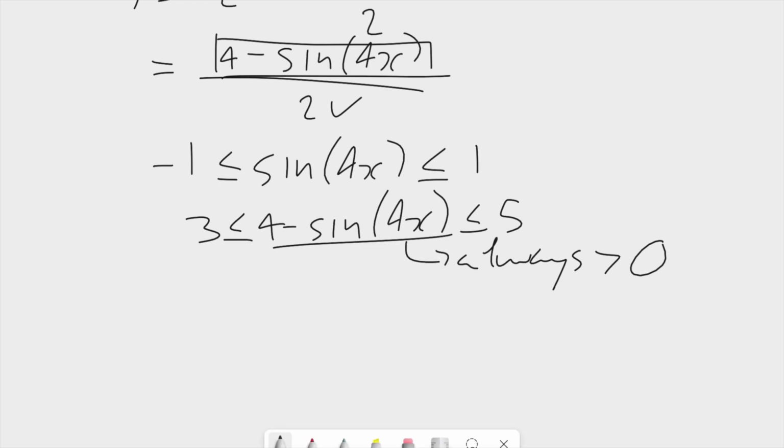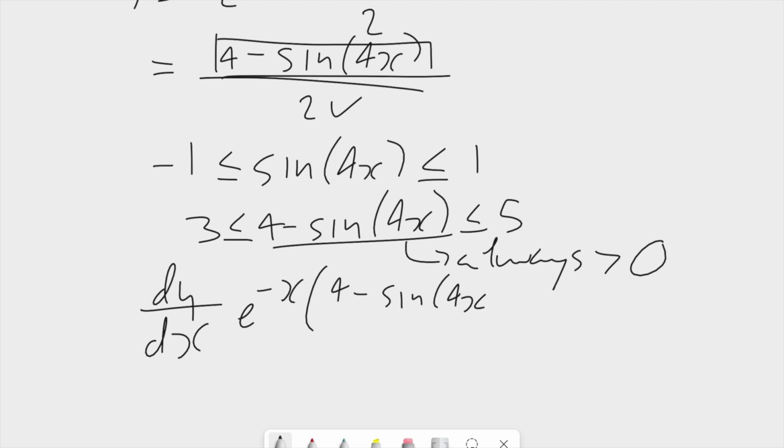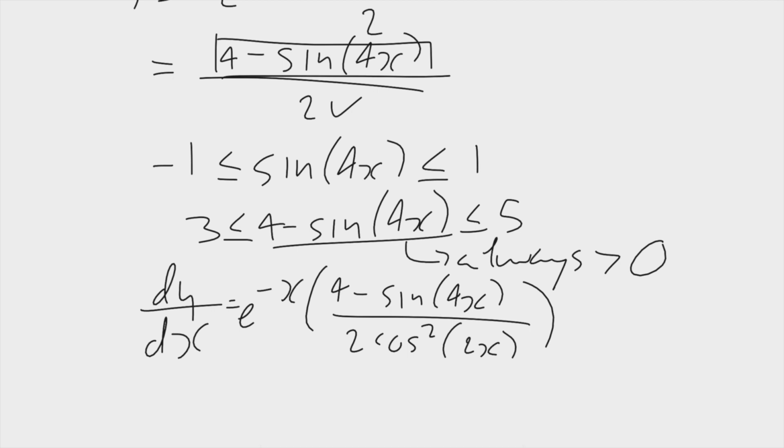So now we have shown that all parts of the derivative are greater than 0, and I'm just going to write the full derivative back down here. I'm just going to read it from my notes since I don't want to have to go back up through my working. So it's 4 minus sine of 4x over 2 cos squared 2x. Yeah, there we go. Equal, that's a very small equal sign.